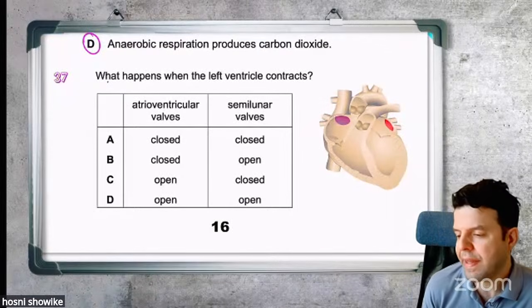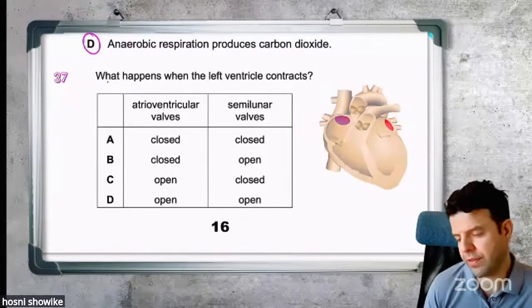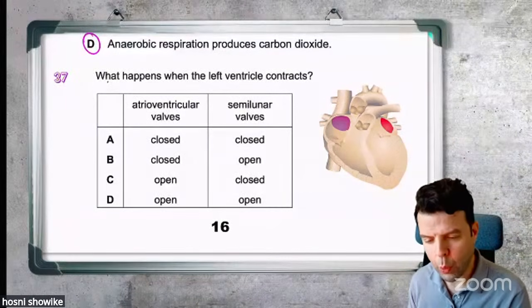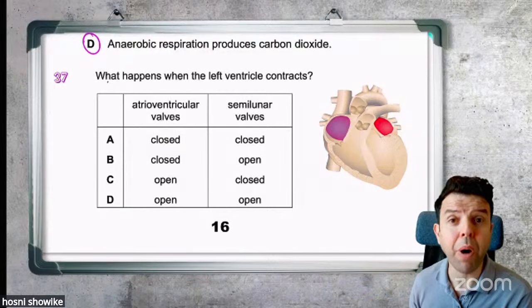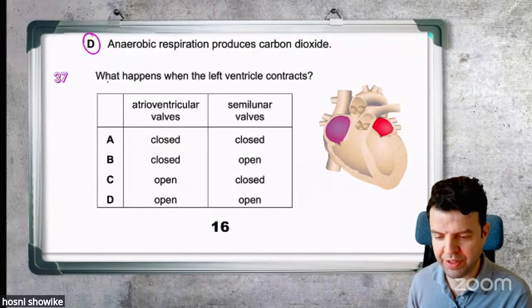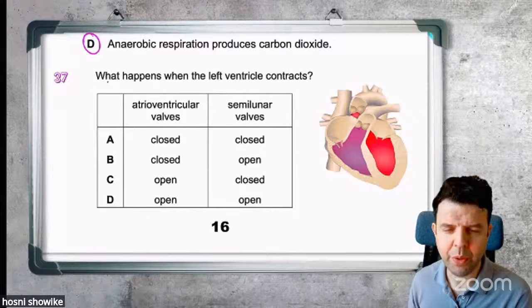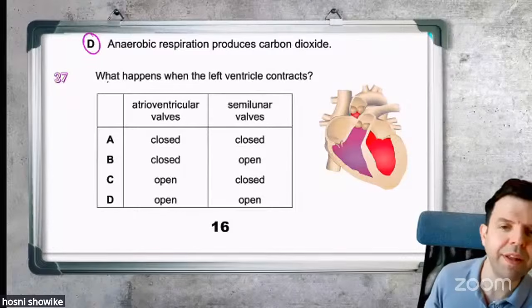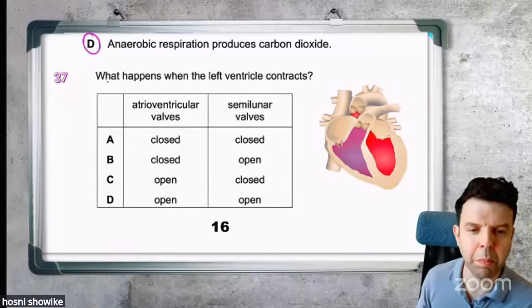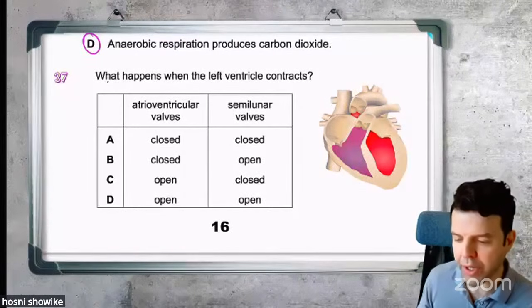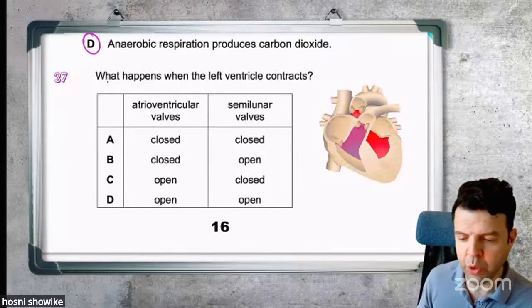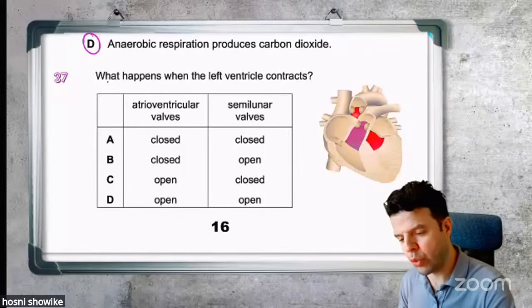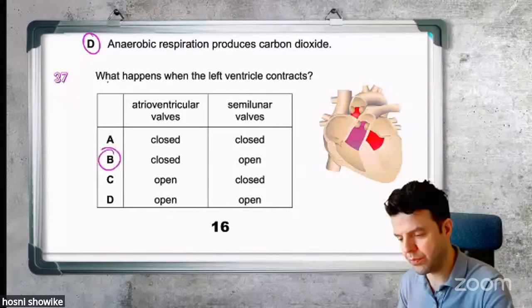What happens when the left ventricle contracts? So as the left ventricle contracts here, what would you expect to happen to the bicuspid behind? Should close, right? Why should it close? Because it will prevent backflow of blood. So now look at it. The left ventricle is contracting, bicuspid is closing. Meanwhile, semilunar must open. So I'll go for this option. Okay?